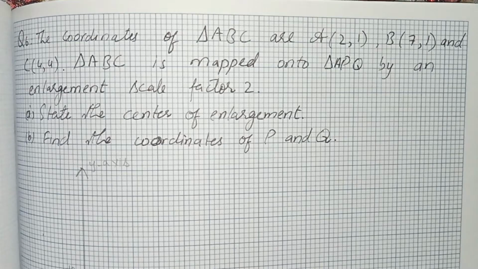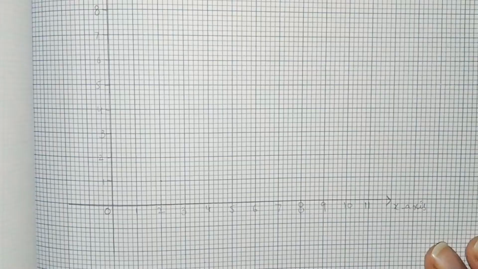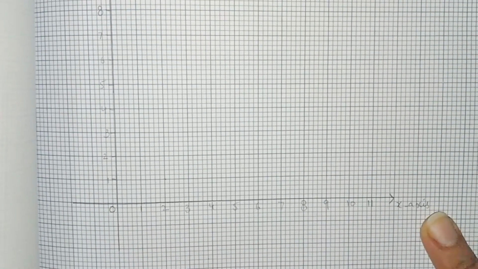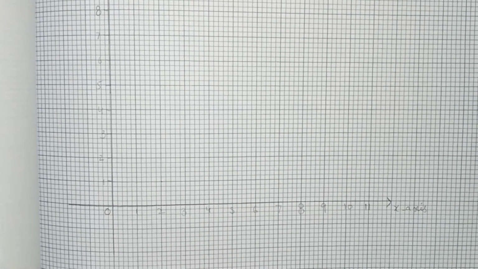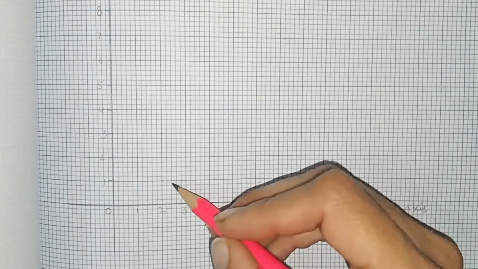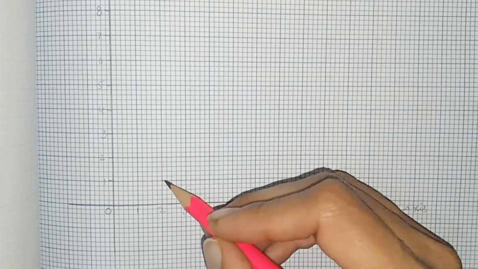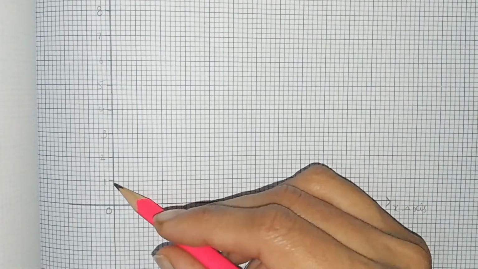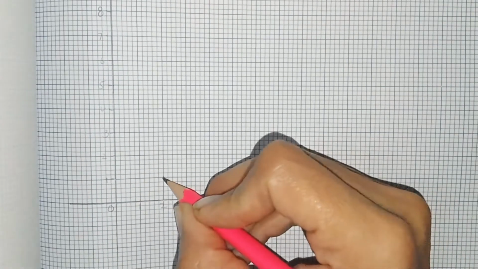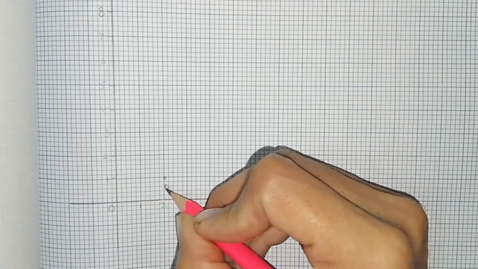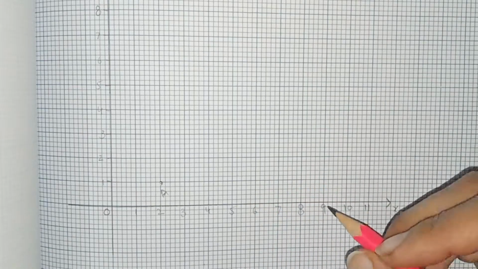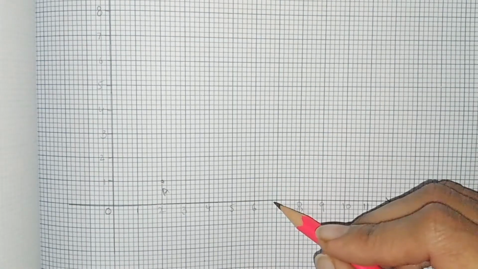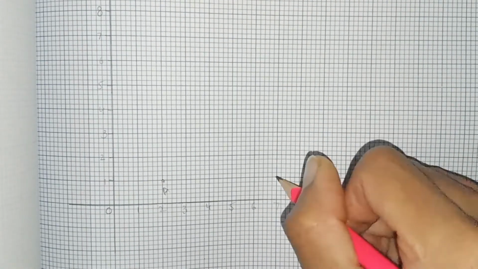First we have to draw the triangle. Students, this is the graph paper, and this is the x-axis and this is the y-axis. Now we have to plot the point A, which is 2 and 1. 2 is on the x-axis and 1 on the y-axis, and that's why point A is here. Now we have to plot the point B. Point B is 7 and 1, on the x-axis is 7 and on the y-axis is 1. This is the point B.